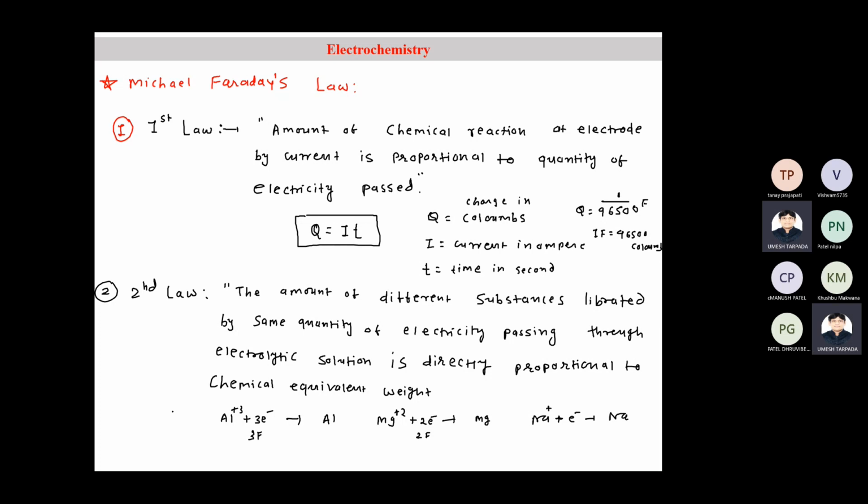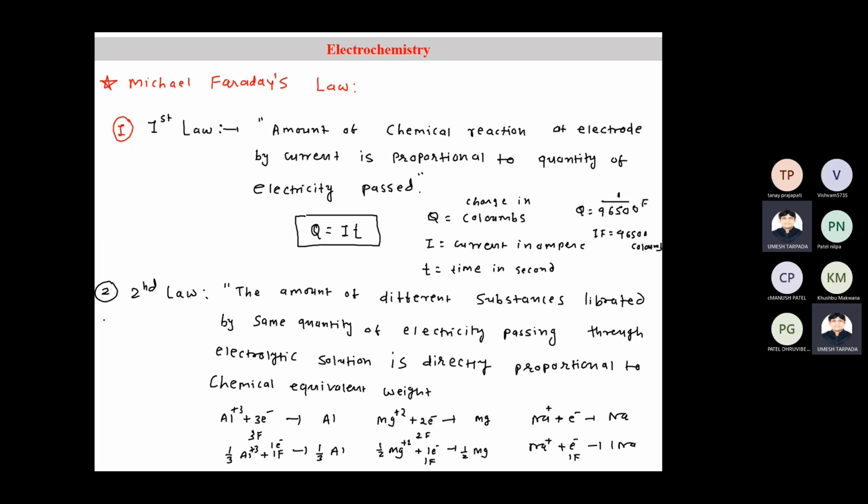You require different energy, but if you pass the same energy to 3 different electrodes, what happens? Pass 1 Faraday in each, so divide this first equation by 3. So it becomes 1/3 aluminum plus 1 electron. 1 Faraday gives 1/3 mole of aluminum. Here you can divide this by 2 for 1 Faraday, so we get half a mole of magnesium, and here passing 1 Faraday gives 1 mole.